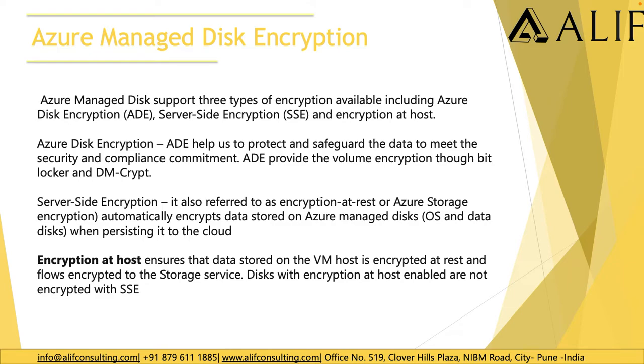Server-side encryption is also referred to as encryption at rest or storage encryption. It automatically encrypts all the data which is in the managed disk. So there are two types of encryption we have by default. One is from the server side, which automatically gets enabled, and the second one is Azure Disk Encryption, which we need to enable on the VM, and when we enable that encryption, it automatically uses BitLocker or dm-crypt to encrypt the volumes. The third one is encryption at the host.